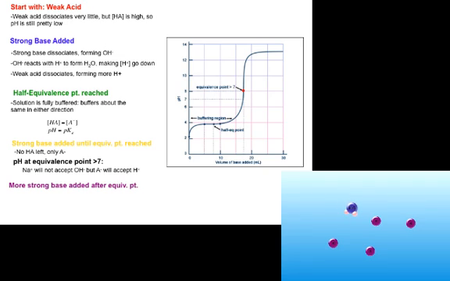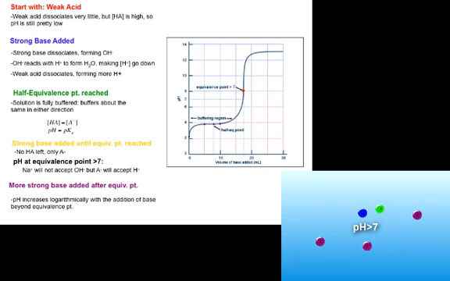So there we're at the equivalence point, and if you continue to add strong base after that, the pH is going to increase logarithmically, which is what you would expect if there were no weak acid there, because pH is a log scale.